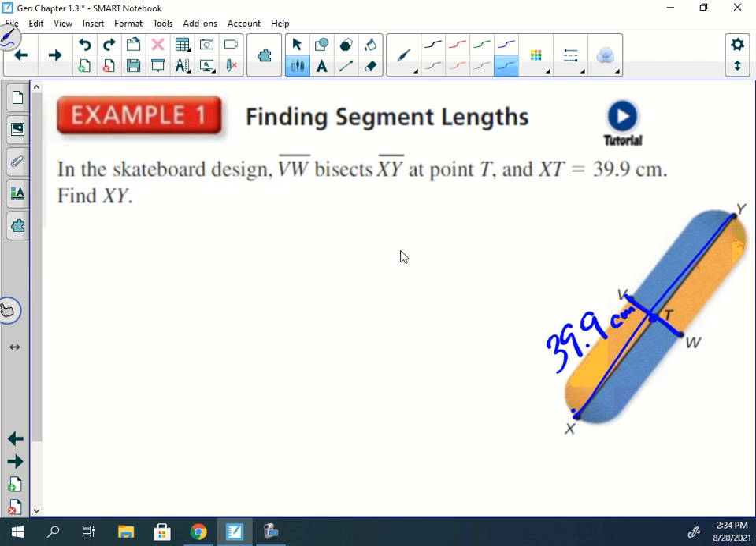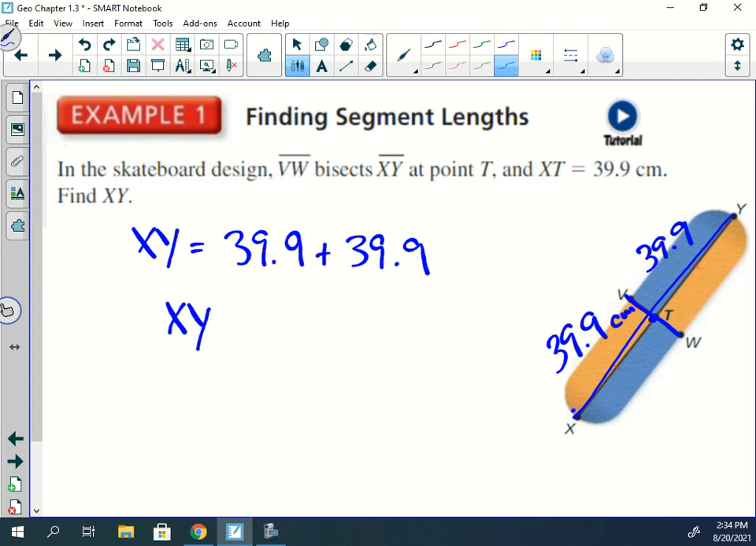So if this one section is 39.9 centimeters, let's put the Chromebooks away. Thank you. We know that since this is a midpoint, the other segment will be 39.9 centimeters also, because the two segments are congruent to each other since point T is the midpoint. So if we want to find out what the length of the entire line is, we just need to add those two segments together. So the distance from X to Y would be 39.9 plus 39.9. At that point, we could type that into a calculator, 39.9 plus 39.9, and we should get 79.8.